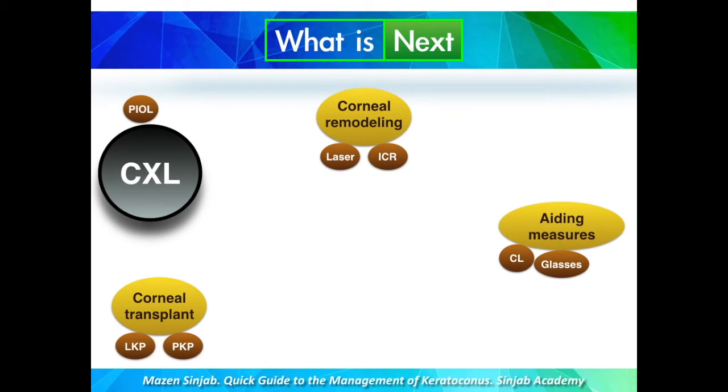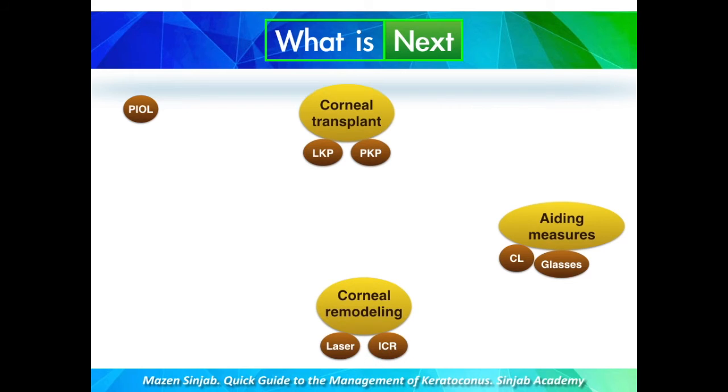And if corneal cross-linking was done 12 months prior to phakic IOL implantation, can we do laser vision correction later? Yes, we can, but we have to repeat corneal cross-linking. And regarding the intracorneal rings, it is unusual to do intracorneal rings after phakic IOL implantation for the same reason that I have mentioned, and because corneal cross-linking was done before.